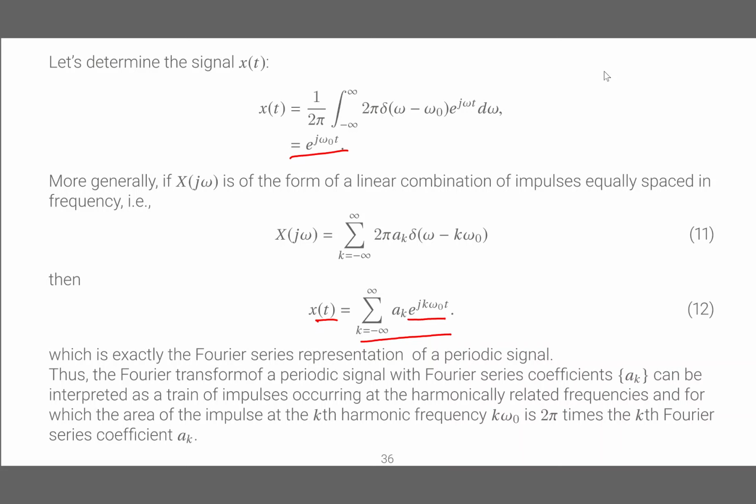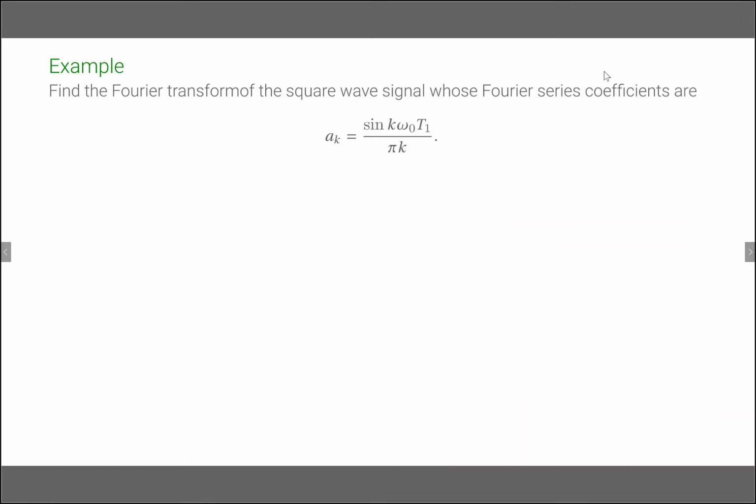Thus the Fourier transform of a periodic signal with Fourier series coefficients a_k can be interpreted as a train of impulses occurring at harmonically related frequencies, where the area of the impulse at the kth harmonic frequency k omega naught is 2 pi times the kth Fourier series coefficient a_k. So if you know the a_k's, the Fourier series of a periodic signal, how do we obtain the Fourier transform? We multiply a_k by 2 pi and locate impulses at k omega naught positions in frequency.